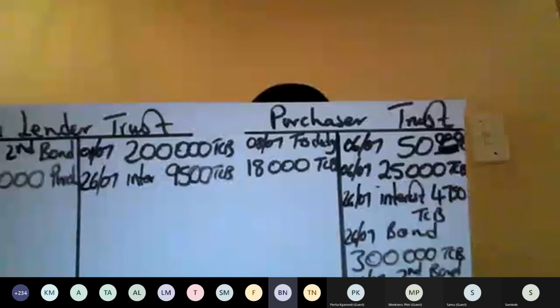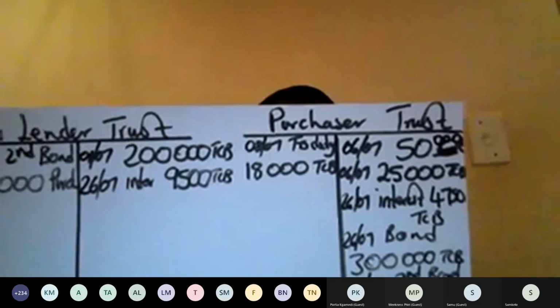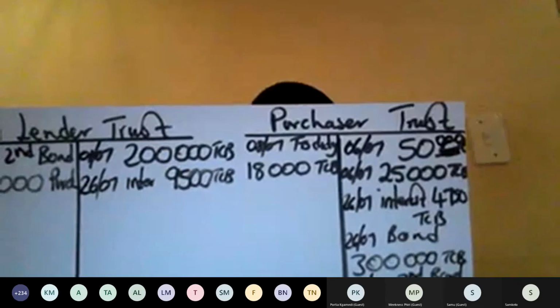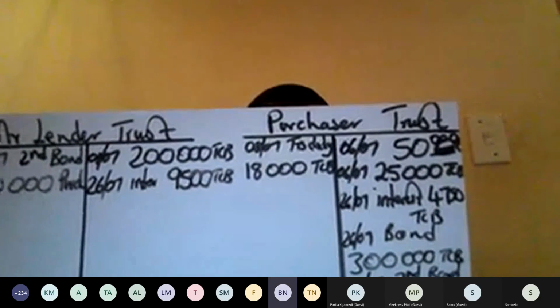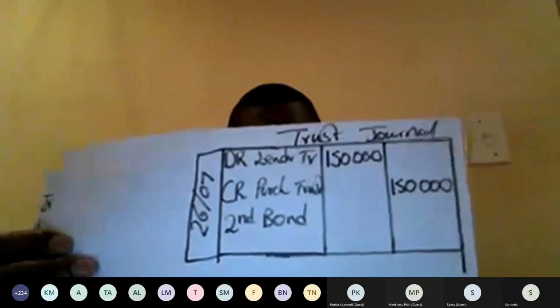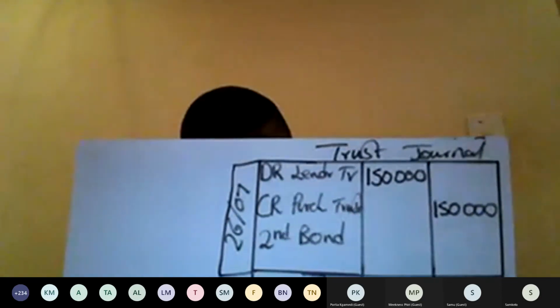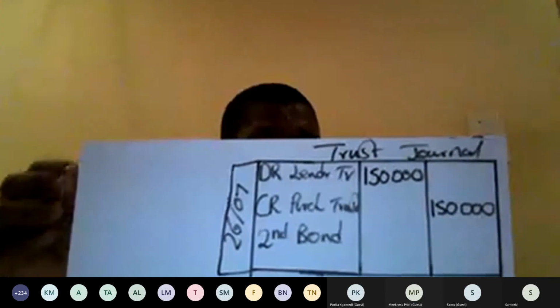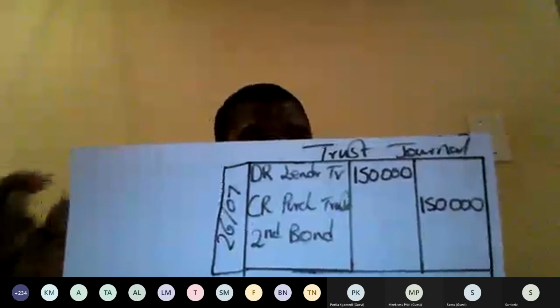Transfer the loan of the money for the second bond from whoever is advancing that money to the purchaser's trust ledger account. And because it's a transfer from the lender's trust to the purchaser's trust, I said you need to record a trust journal. In the trust journal, you debit the lender's trust ledger account, you credit the purchaser's trust ledger account. As it is in that journal, simply post it to your ledgers.